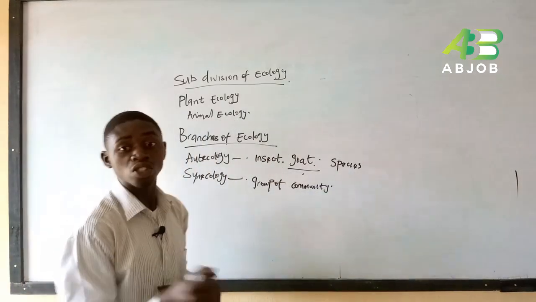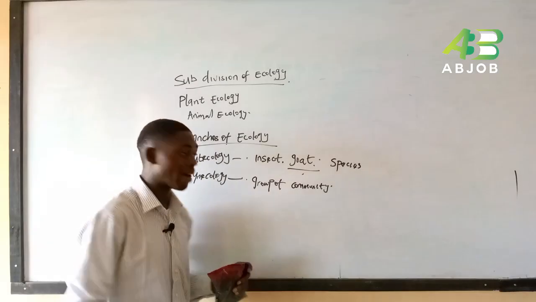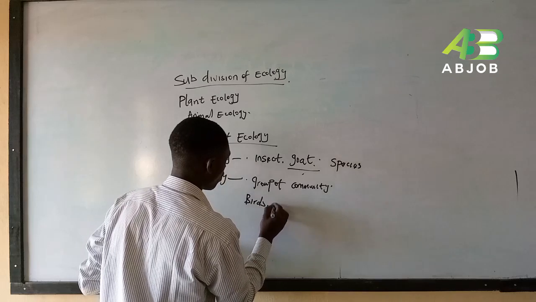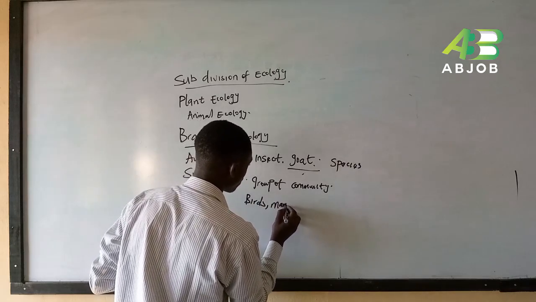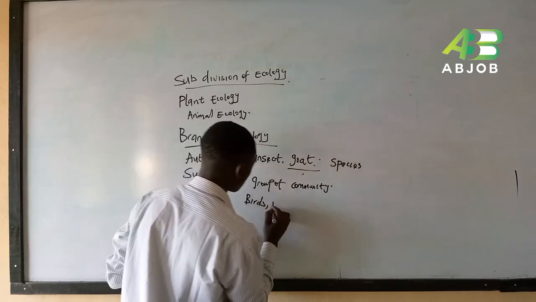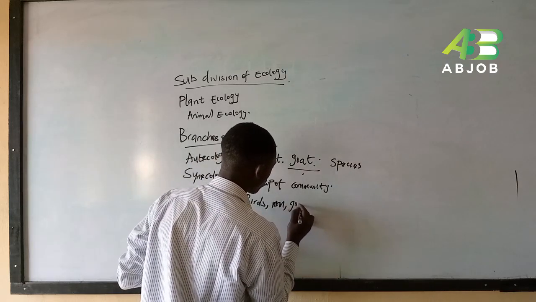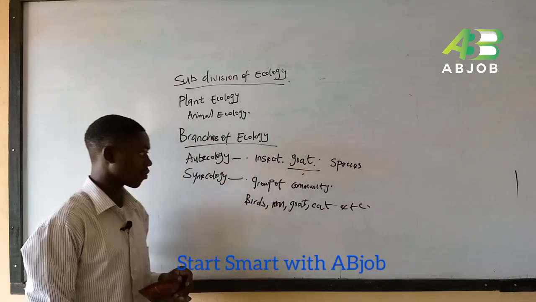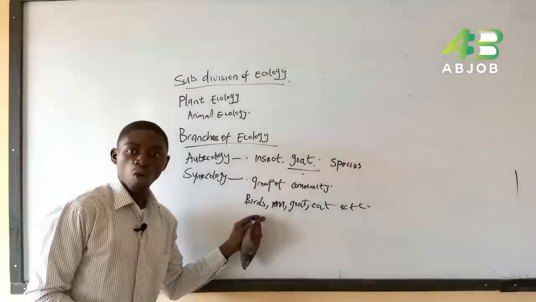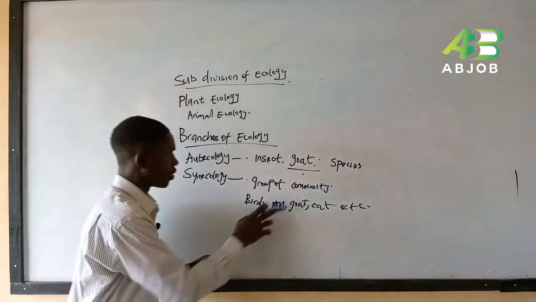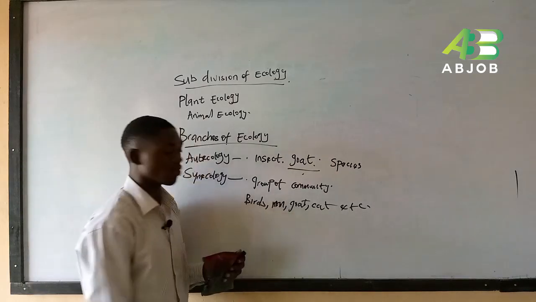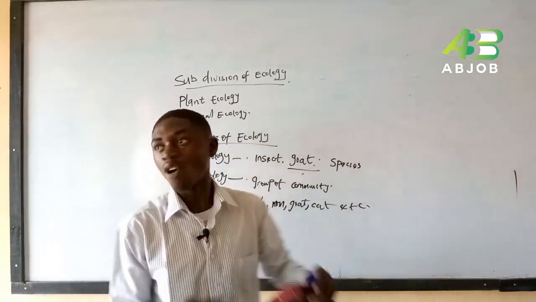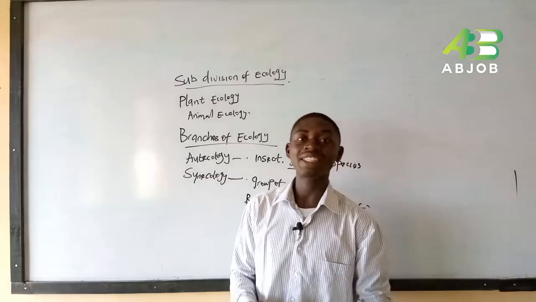Now, groups of community, don't forget, a community comprises various animals. We have birds, we have mammals, we have man, we have goats, we have cats, etc. Communities. Now let us take this one. Man can feed on goat. In Synecology, we have a lot of things. We have competitions, stuff like that, that do affect them.